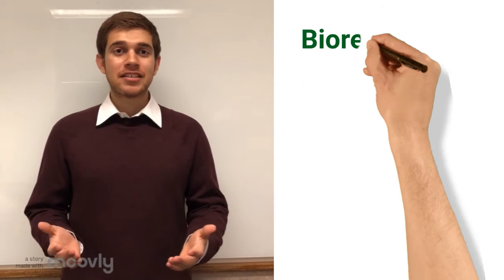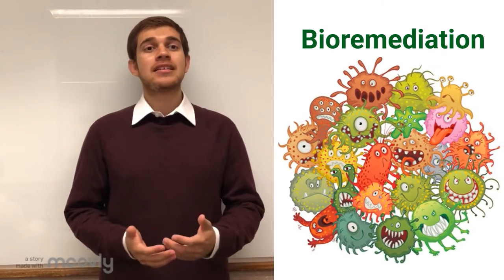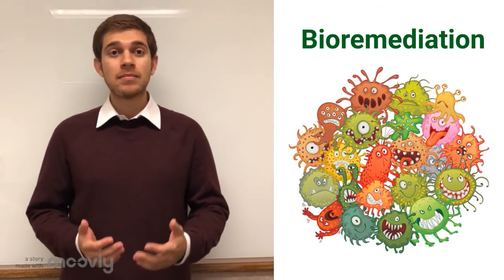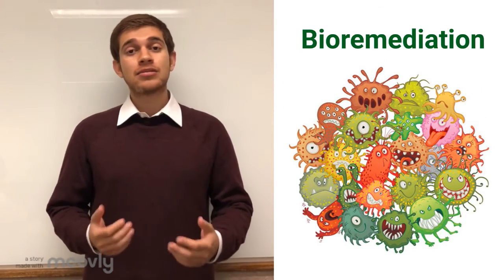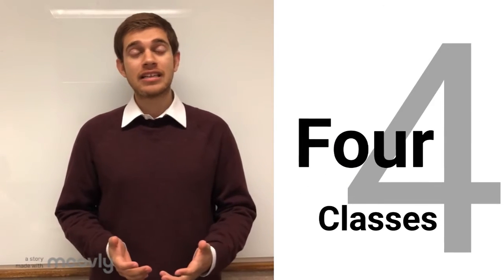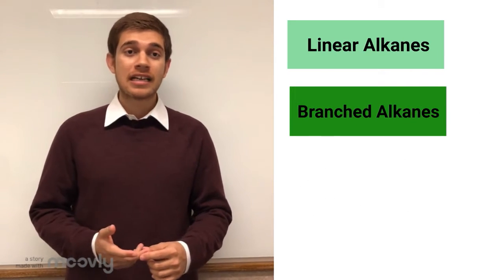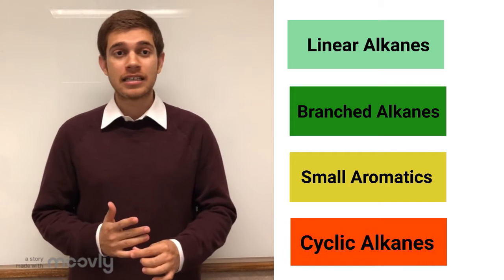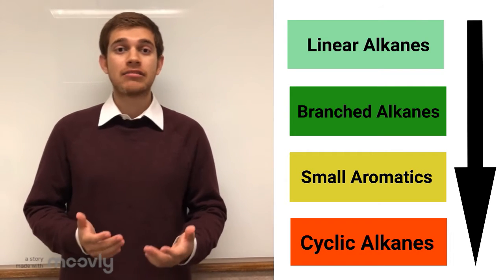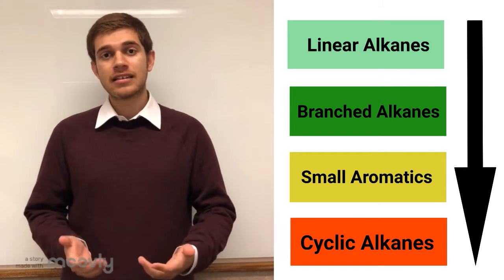In bioremediation, a mixed population of broad enzymatic capacities are required to degrade complex mixtures of crude oil. Petroleum hydrocarbons can be divided into four classes which have different rates of biodegradation: linear alkanes, branch alkanes, small aromatics, and cyclic alkanes. Shorter chains are easier to bioremediate as compared to long branch cyclic alkanes.